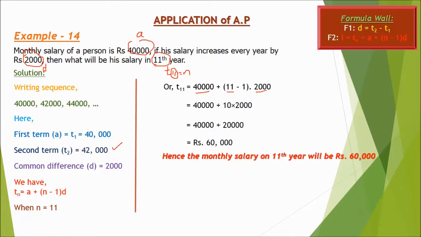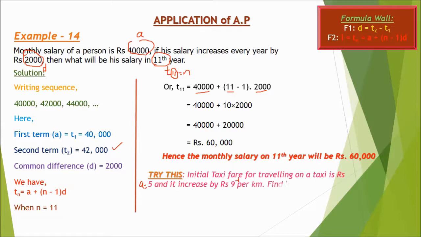Now a similar type of question is given for you. The initial taxi fare for traveling in a taxi is 5. That means the value of A is 5 first, and the increase is the value of D. The amount to pay to travel 10 kilometers means T10, where n is equal to 10. So you can easily do this question.